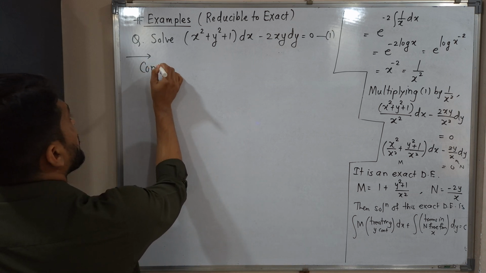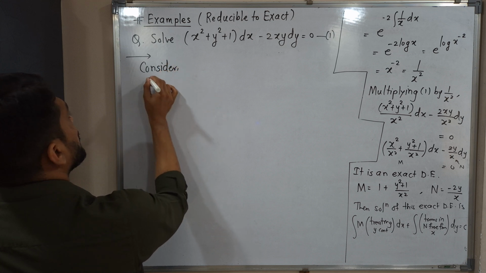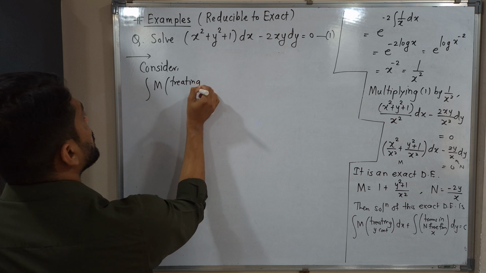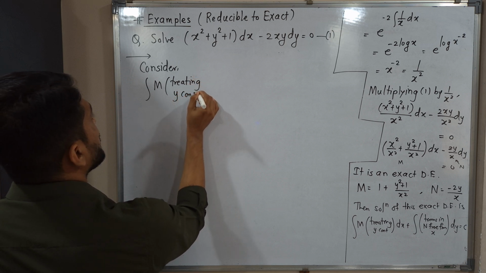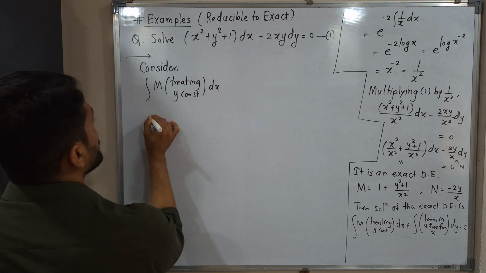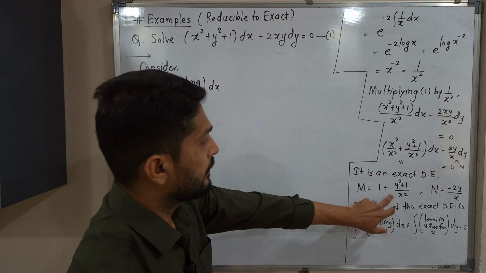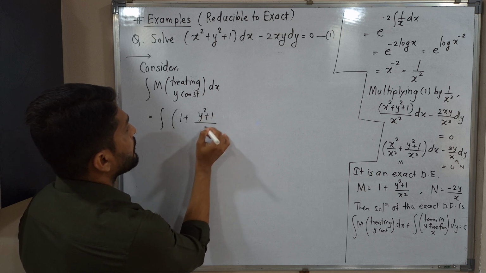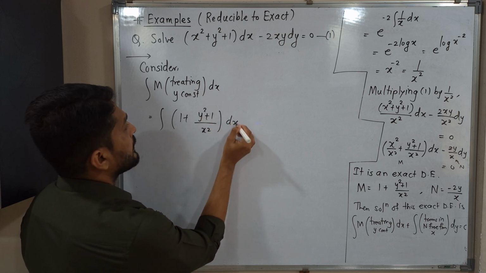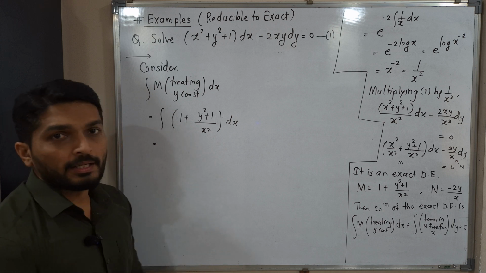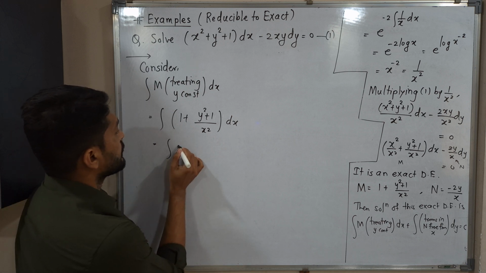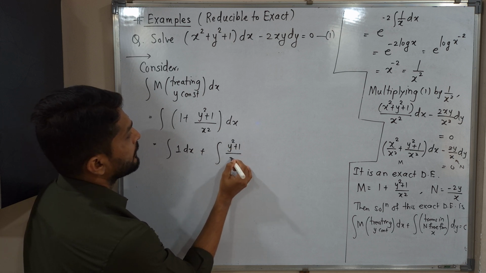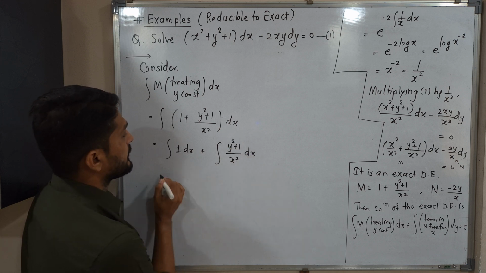Consider integration M treating y constant, dx. So what is our M? This is our M. So let us write 1 plus y square plus 1 by x square dx. You can see there is an addition, so we can take separate integrations. Integration 1 dx plus integration y square plus 1 by x square dx.